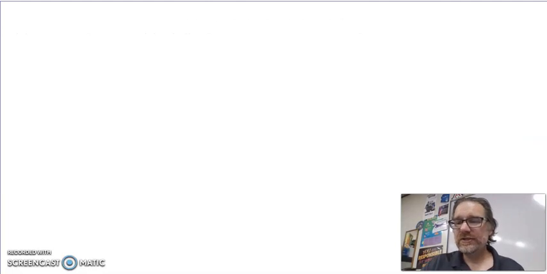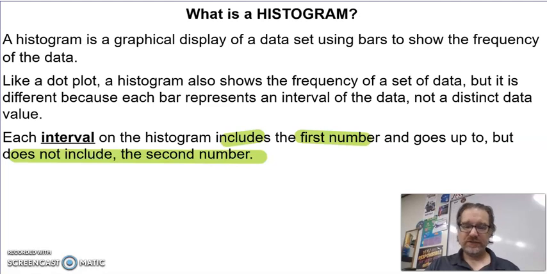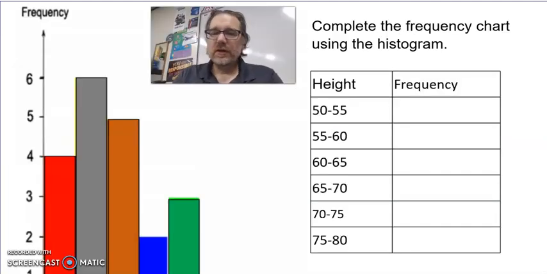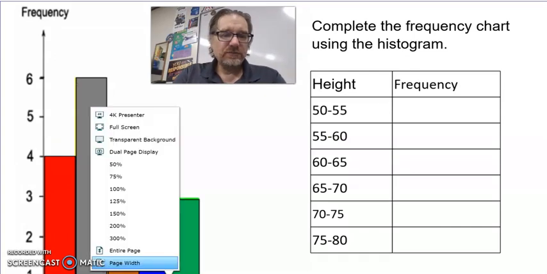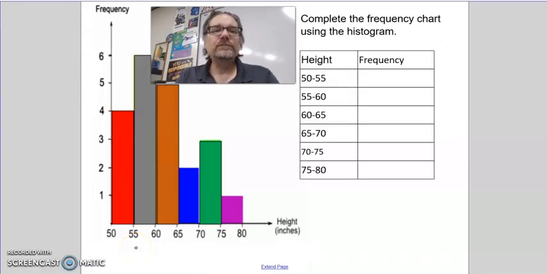So when we look at a histogram right here, oh, where'd my histogram go? Oh my gosh, my histogram is missing. Hold on. Well, that was a little embarrassing. So what we can see here is we have our histogram. Notice on the bottom, the red bar starts at 50 and goes all the way up to 55. It does not include the 55.